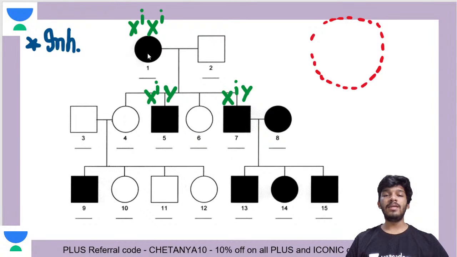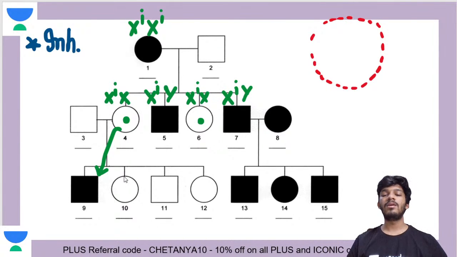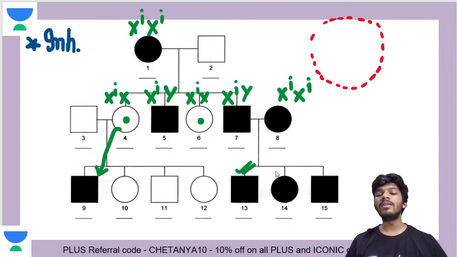Similarly, you can see here that this mother was a carrier. Why? Because both of them were carriers, since they got one X chromosome from here, and this X chromosome was normal. So that's why the son of this mother is affected. Similarly, here you can see, since this mother is affected, all the children are going to be affected.